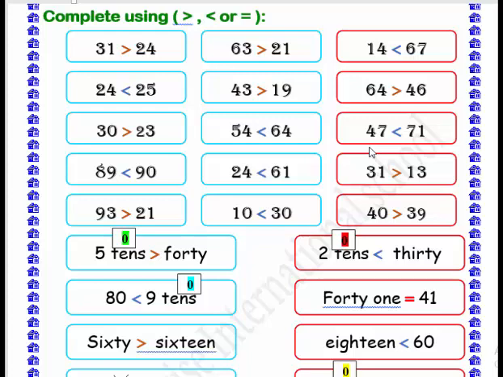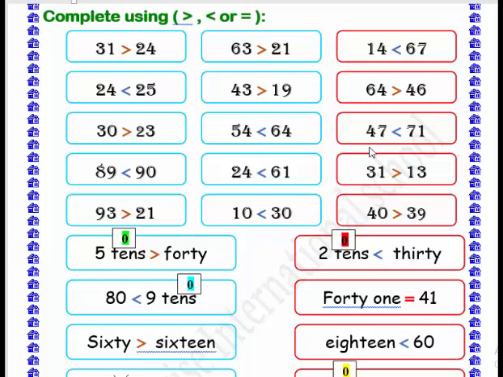5 tens and 40. We said before we cross tens and put 0. So 5 tens equals 50. This is 50 and this is 40. Which is bigger? 50. So the mouse eating 50. 2 tens and 30. Cross tens, put 0 to be 20. 20 and 30. In tens place this is 2 and in tens place this is 3. So 30 is bigger. So the mouse eating 30. And remember 30 is equal 3 tenths.